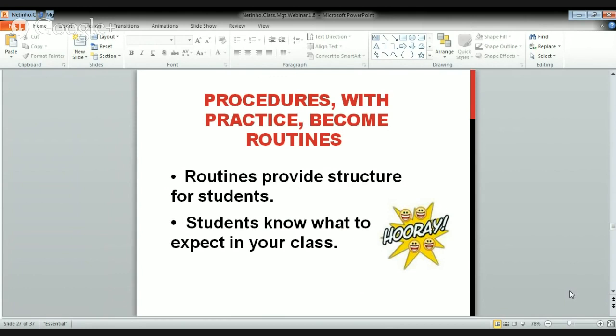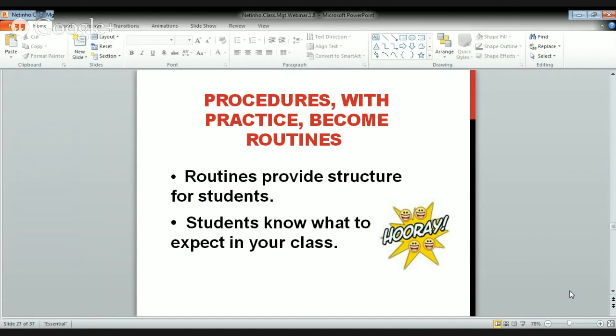Procedures with practice become routines. So my students just knew the noisemaker, not my voice, meant to stop talking. Routines provide structure for students. Students know what to expect in your class. And when you have procedures down and they've become routines, it is definitely a hooray moment.